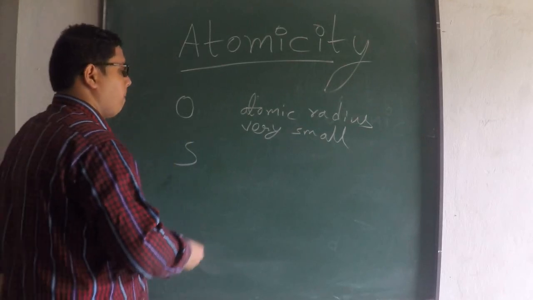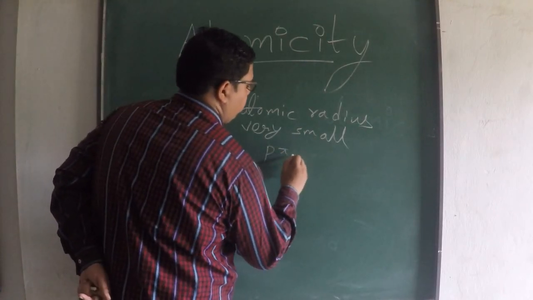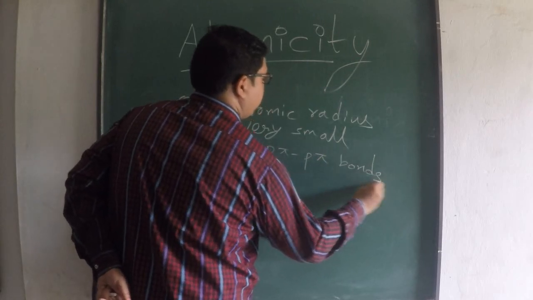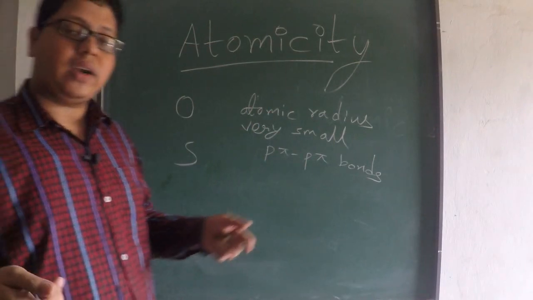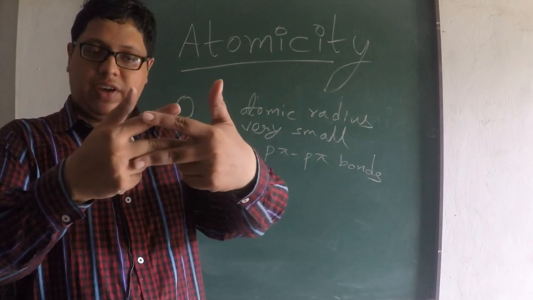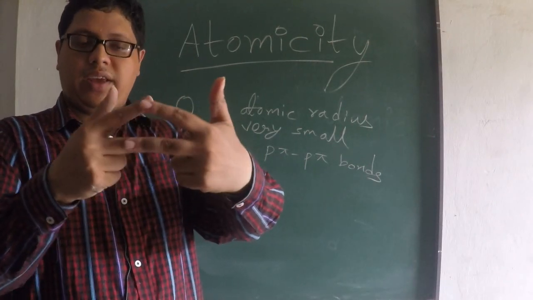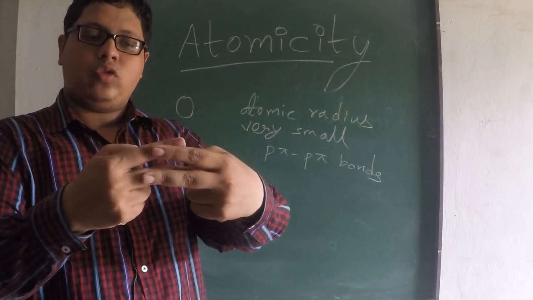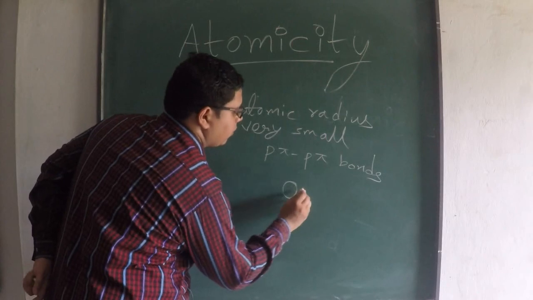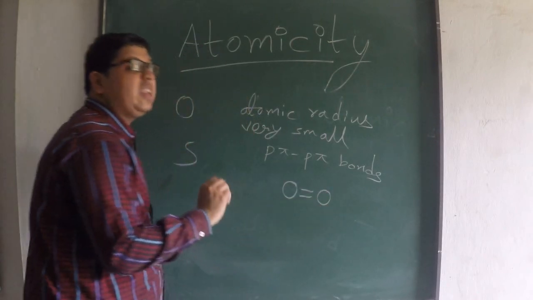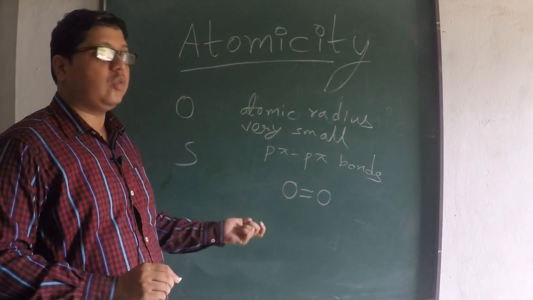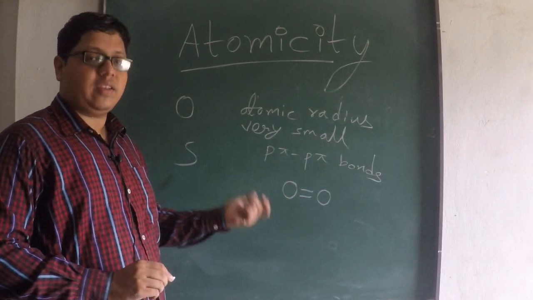They can form p-pi bonds. That means the p orbitals can overlap and form pi bonds. Sidewise overlap can be effective. So with this head to head overlap and side to side overlap, they are forming a double bond. The oxygen double bond is very stable, and that's why they form O2 as a molecule.